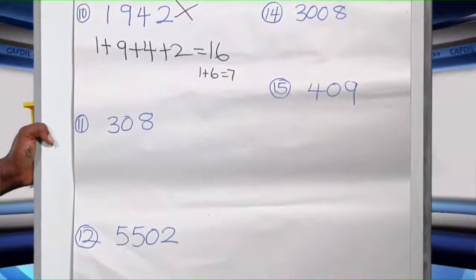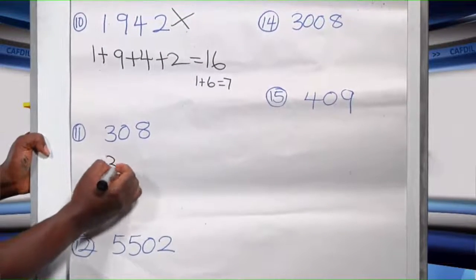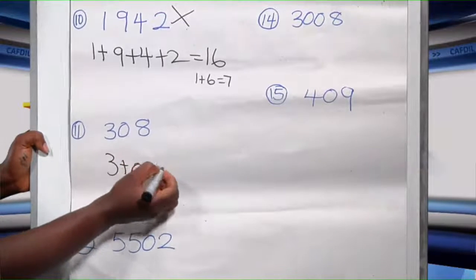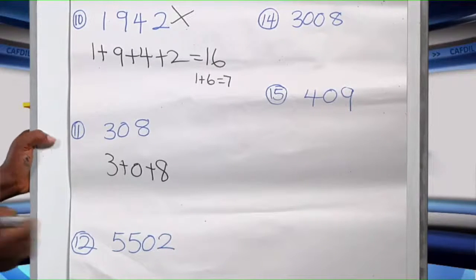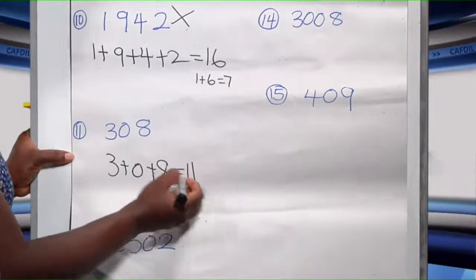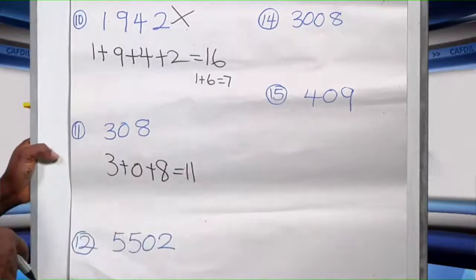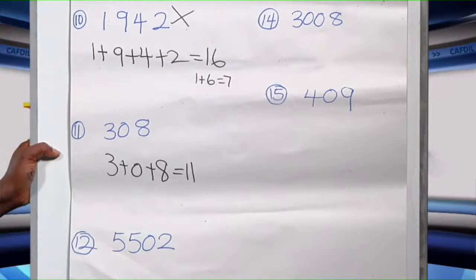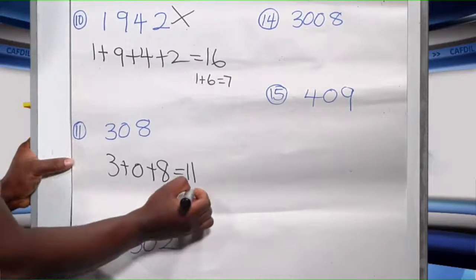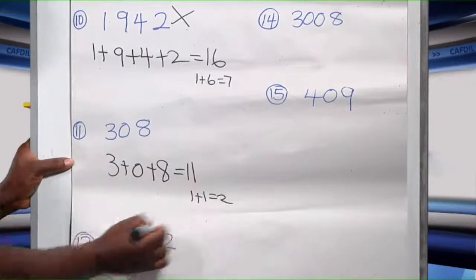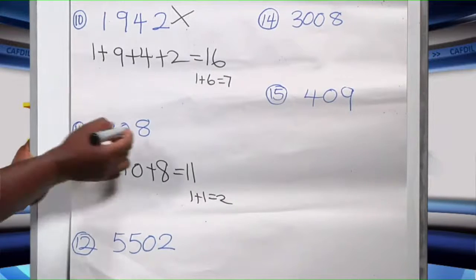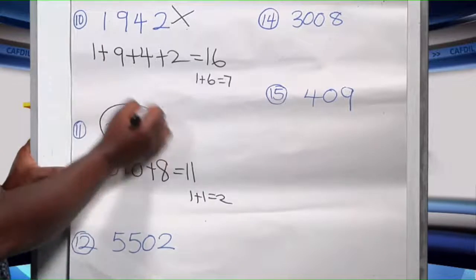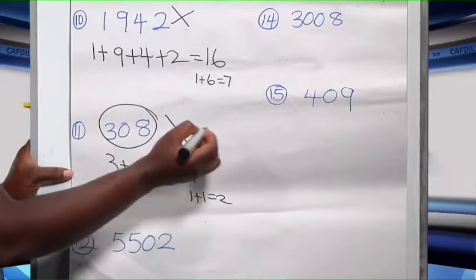308. Let's check and see. 3 plus 0 plus 8. Add it. 3 plus 0 is 3. 3 plus 8 will give us 11. And is 11 divisible by 3? No, it is not divisible by 3. Or let's add 1 and 1 and see, we'll get 2. You see, 2 is not divisible by 3. So this whole number, 308, is not divisible by 3.